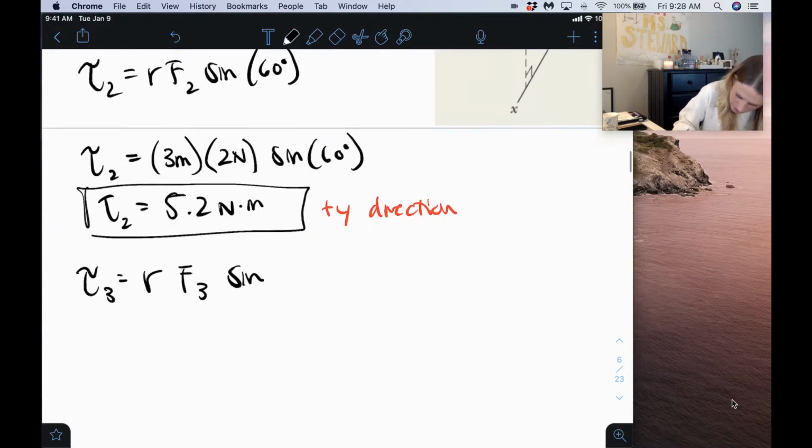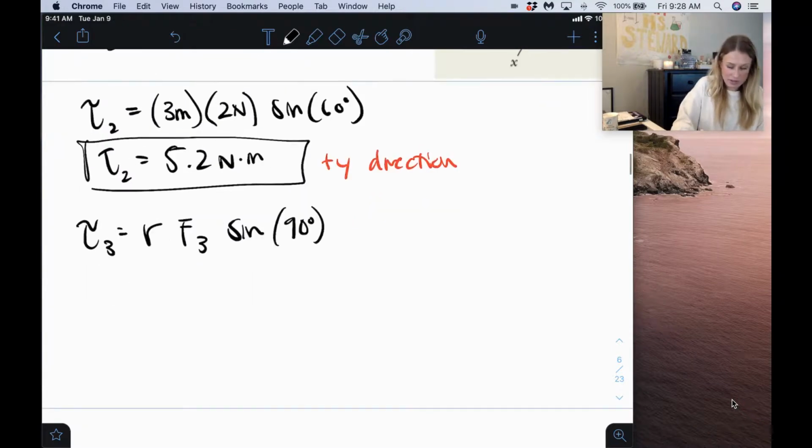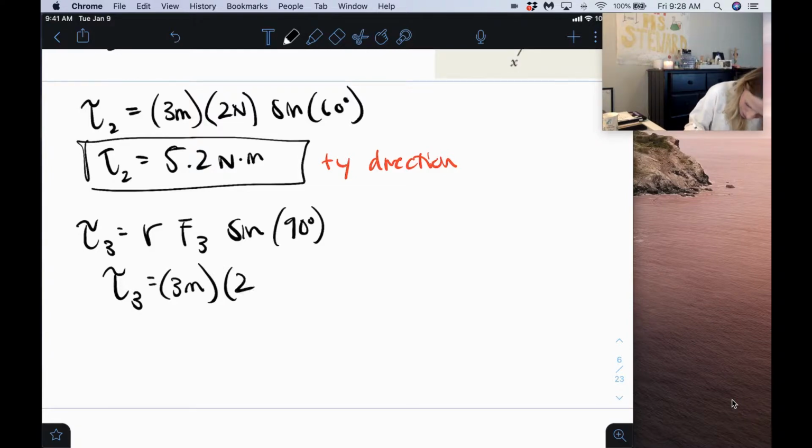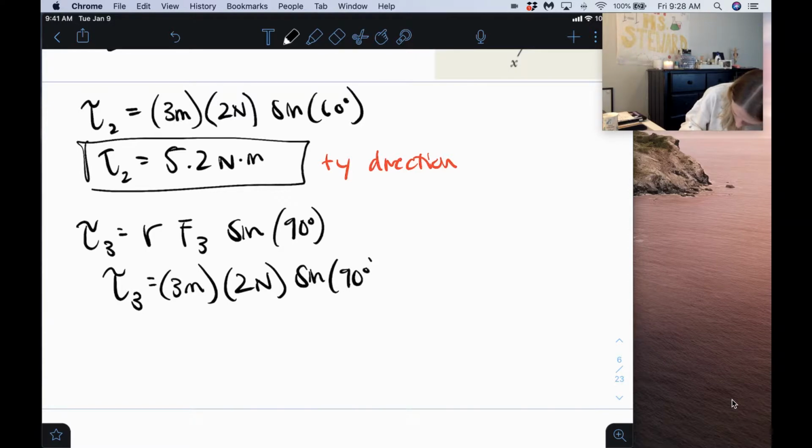It's really hard to see that in this picture, but that angle between F3 and R is 90 degrees. So I'm going to write that here. Of course, we know that the sine of 90 degrees is just 1. So we get torque 3 is equal to 3 meters times 2 newtons times the sine of 90. So torque 3 is equal to 6 newton-meters.